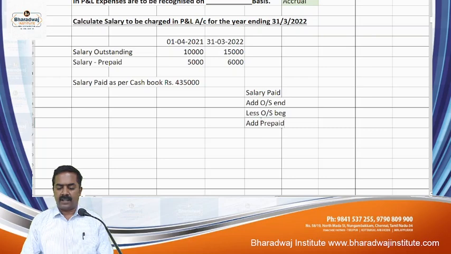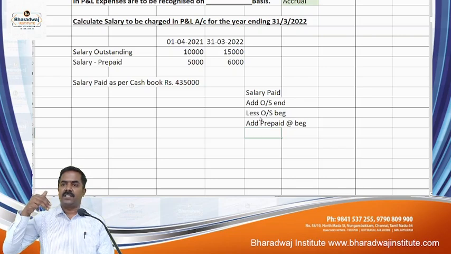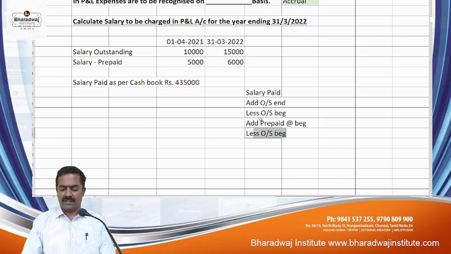Add prepaid at the beginning. Why we add prepaid at the beginning? At the beginning itself, we paid for which year? Current year, less prepaid at the end. So just fill up, you will get it. Try it.